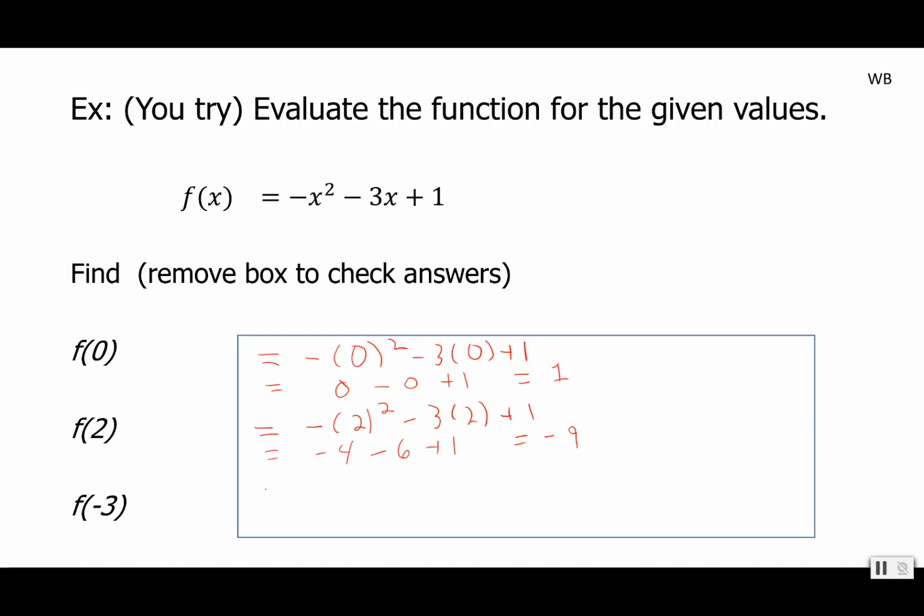Finally, we're going to look at f of negative 3. We'd have the opposite of negative 3 squared minus 3 times negative 3 plus 1. This is where your parentheses are really important, because we notice here that we first have to square negative 3. That gives us positive 9. But when we multiply that then by this negative sign outside, we end up with negative 9 plus 9 plus 1, which gives us 1. And once again, you could write this as an ordered pair. X was negative 3 and y is 1.